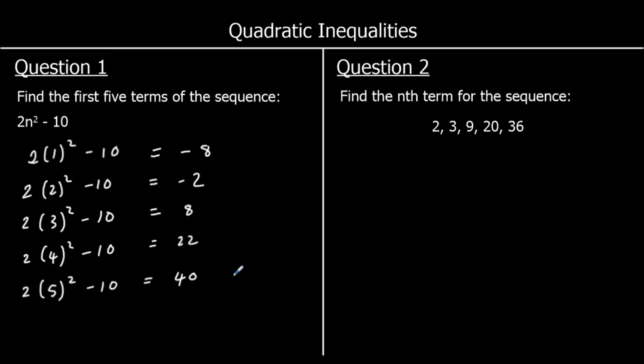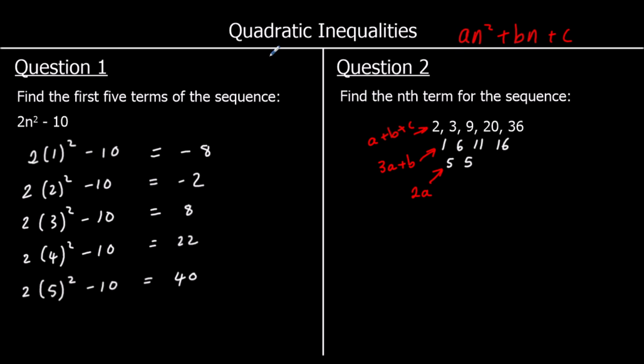Question 2, find the nth term. So we're going to write down the differences first. So it's 1, then 6, then 11, then 16. The second difference is 5. And we have remembered, for a sequence an squared plus bn plus c, the second difference is always 2a. The difference between the first 2 terms is always 3a plus b. And the first term is always a plus b plus c.